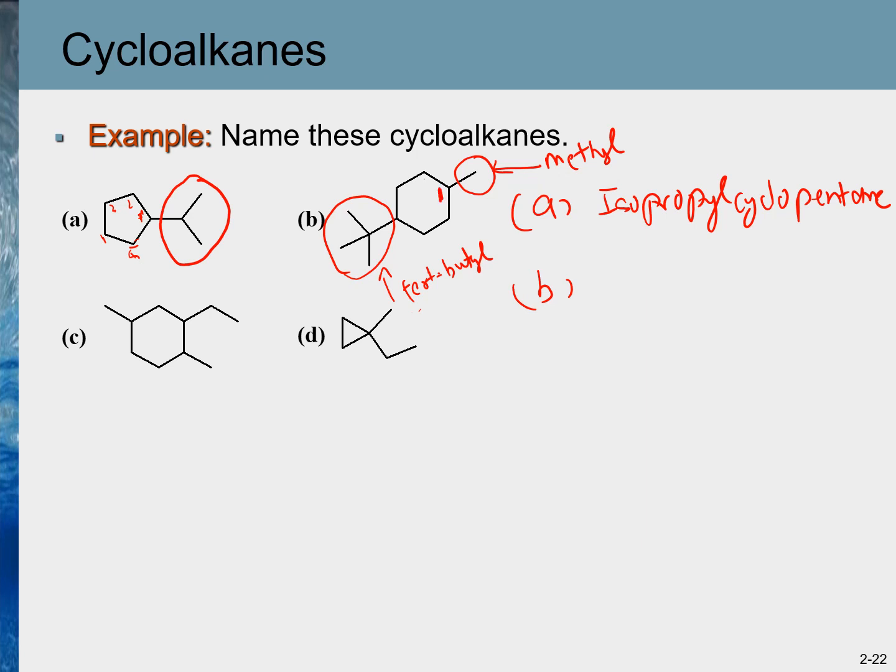So 1, 2, 3, 4. Therefore, the name of this compound will be 1-methyl-4-tertiary butyl, and it's a 6 carbon ring, so it is cyclohexane.